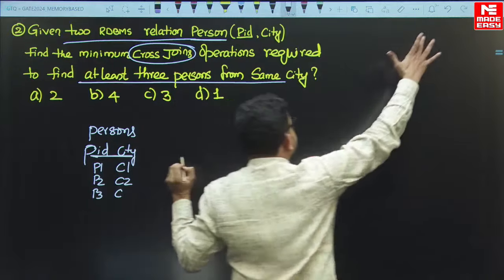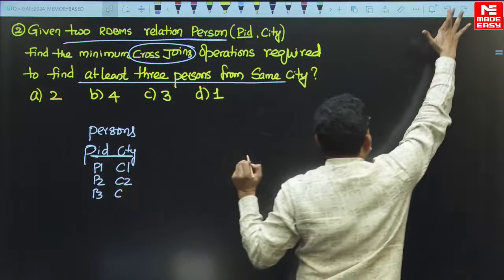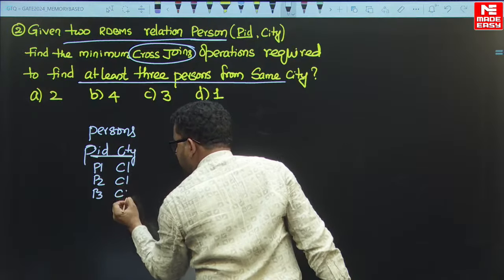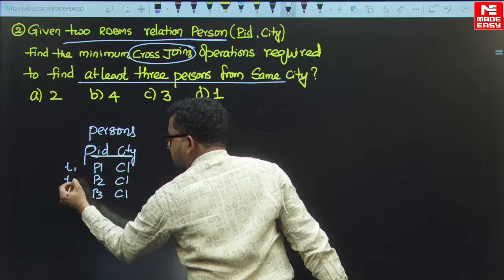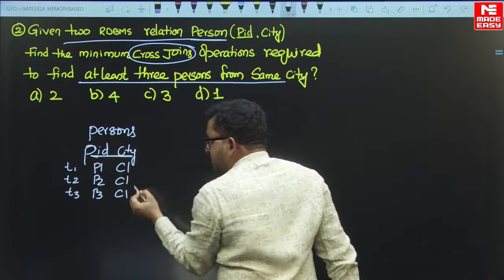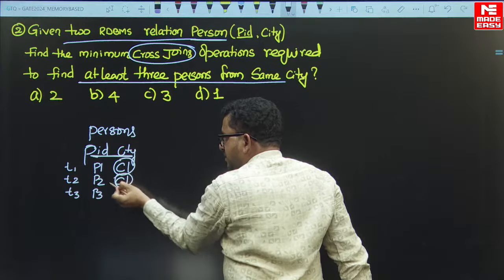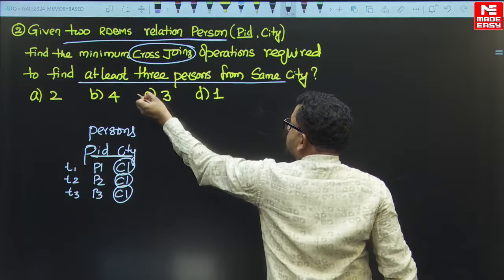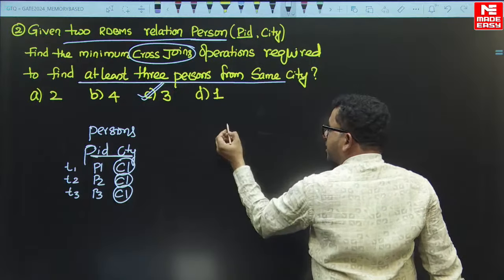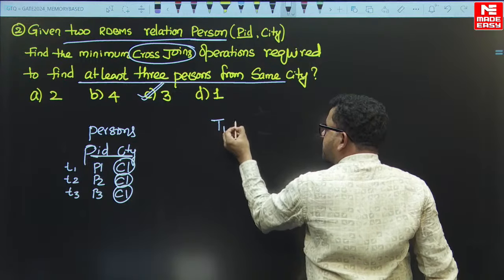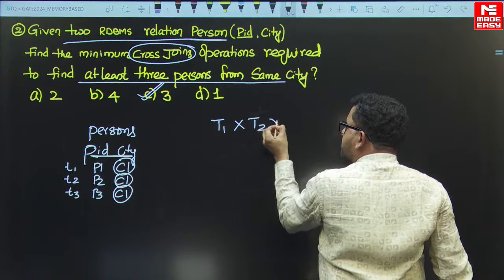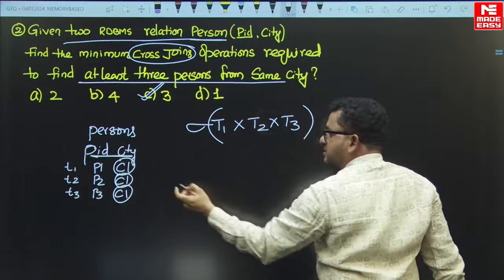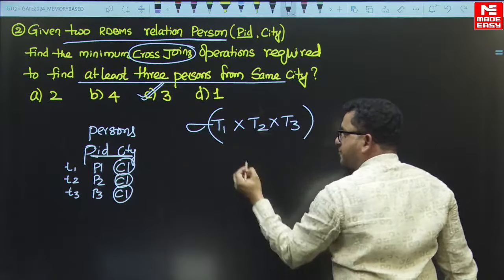So C1, C1, right? This kind of data records we want. That means there should be 3 tuples of the same set with the city the same and the person ID different. So we need to cross product 3 tables of the person. Assume T1 is one instance of person, T2 is another instance of person and T3 is another instance of person, and make sure that for all 3 records, the city should be the same and the person ID should be different.